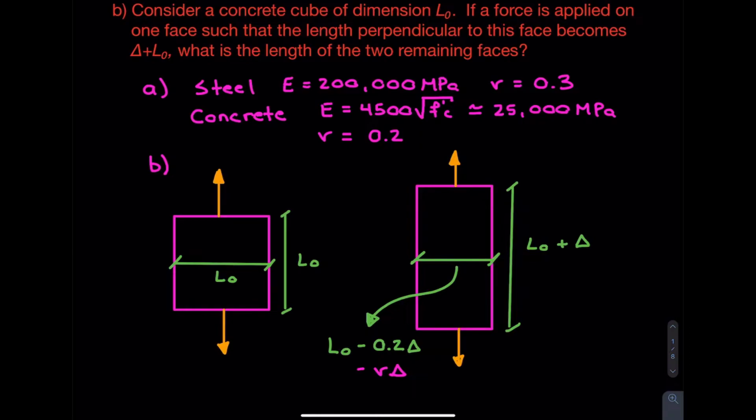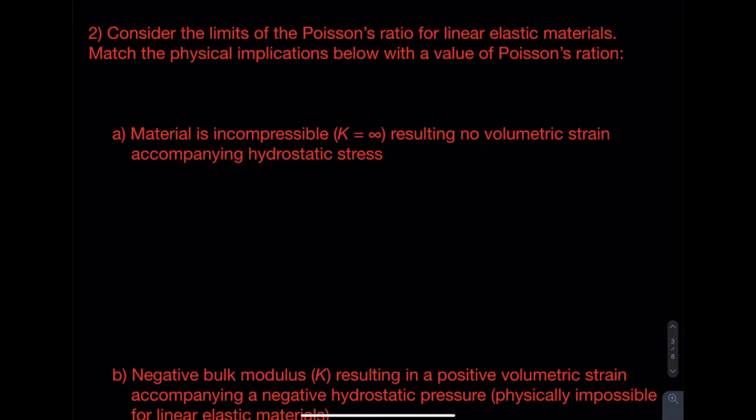Let's go into question number 2, where we start to discuss the effects of the Poisson's ratio in a bit more detail. So question 2 says, consider the limits of the Poisson's ratio for a linear elastic, and of course I forgot to mention, but it's an isotropic material.